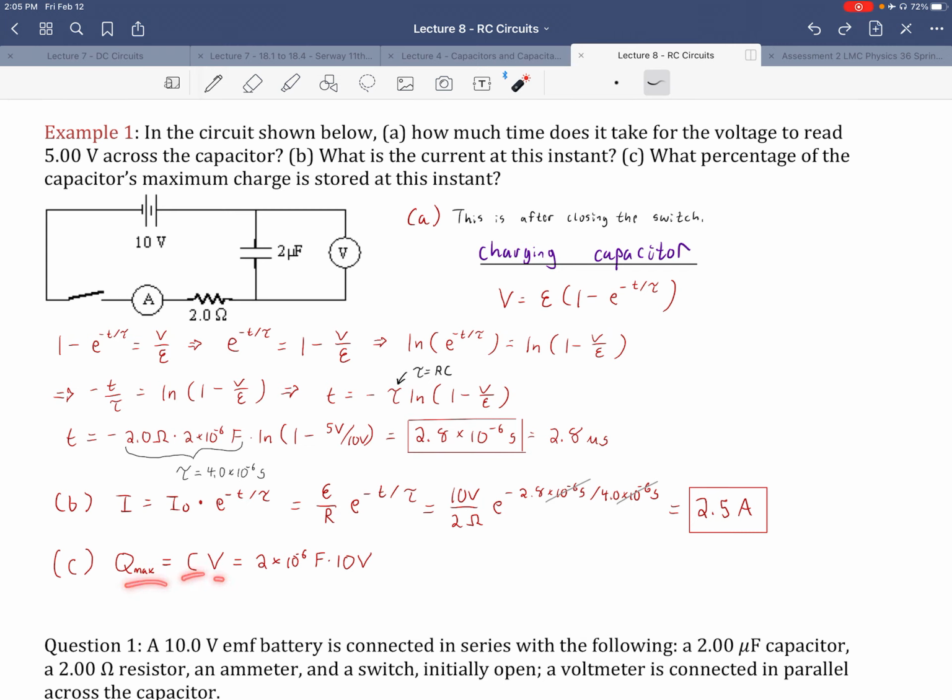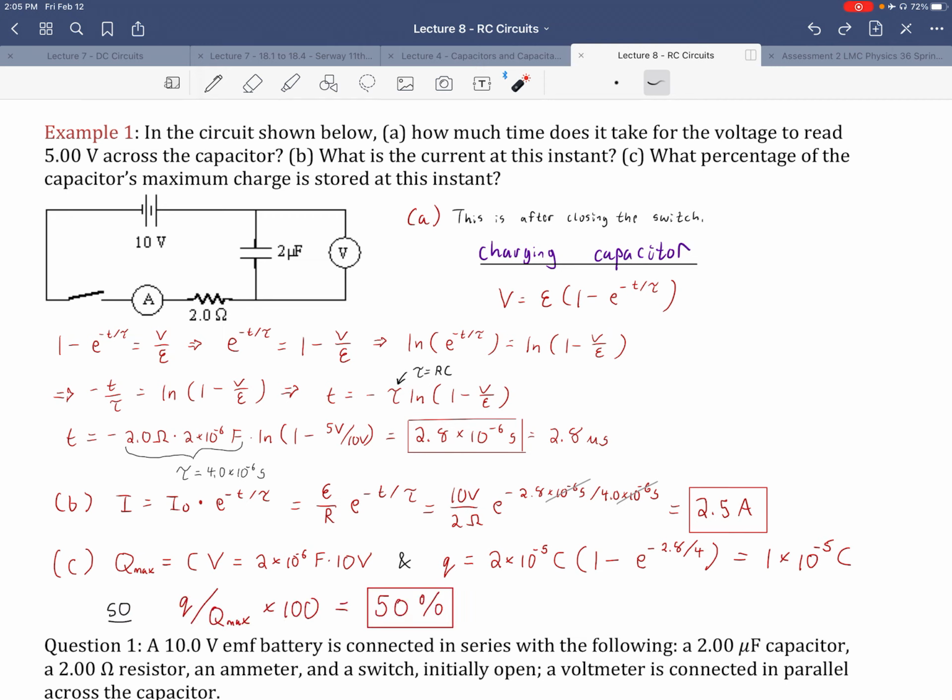It's just C times V. All right, so this is the capacitance that's given times the maximum voltage, okay? And then we'll consider the instantaneous charge at the particular time that we found, 2.8 microseconds. Notice here I've canceled out the units and the order, okay? So I just wrote it as negative 2.8 divided by 4. And we get 1 times 10 to the negative 5 coulombs, okay?